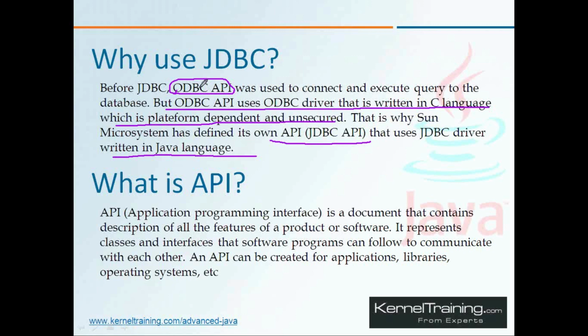And what is an API? We have already seen what an API is. It is the application programming interface. It acts as a document that contains the complete description of the software product. It consists of all the classes. The library files it completely consists of, that is called the API.